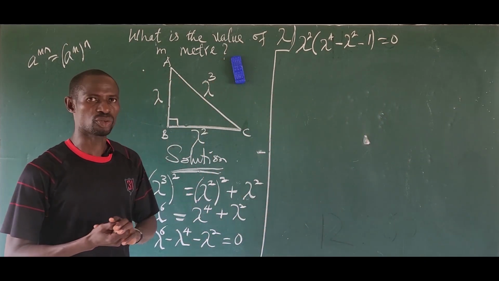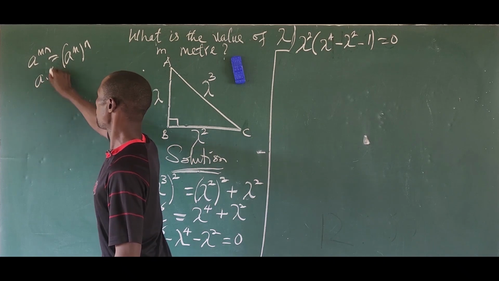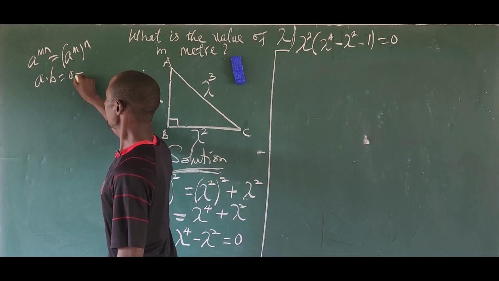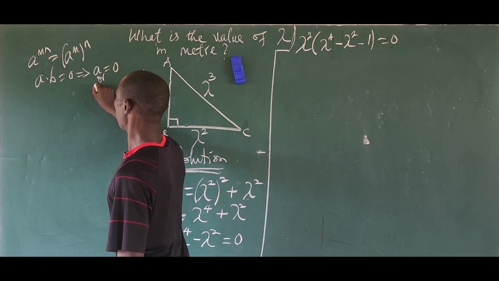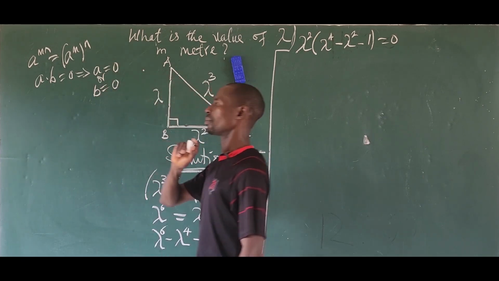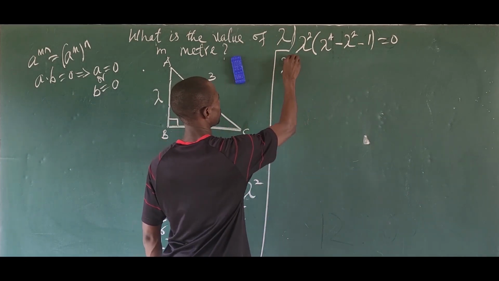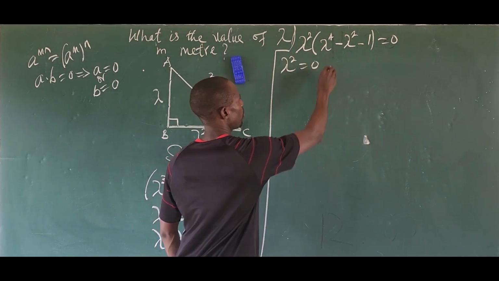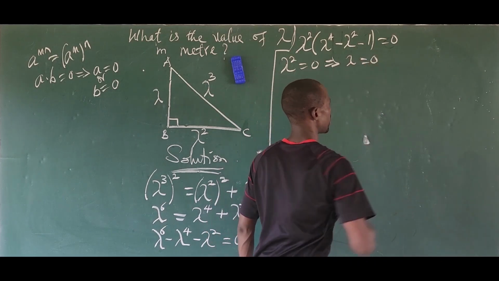All we just need to do is to apply the rule which says that when you have your A times your B equal to 0, this means that your A is equal to 0 or your B is equal to 0. Okay, so we apply this rule here. It means that our lambda to the power of 2 is equal to 0, which now implies that our lambda from here is equal to 0.